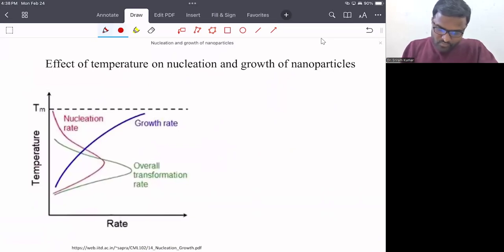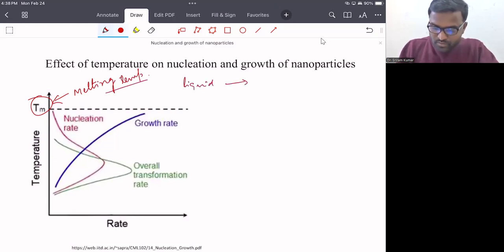Here Tm is the melting temperature of the solid, because we are making solid from liquid, going from the liquid into the solid phase. So here this melting point Tm is the melting point of the solid material. What happens here is, if you have a very low temperature and you increase the temperature from this particular point, what happens?